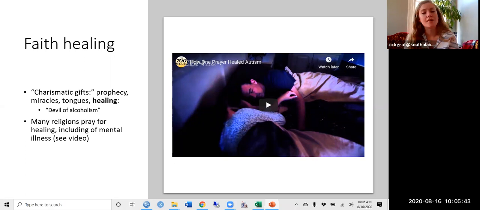So faith healers will often attempt to channel God's spirit to heal both physical and mental ailments, and they'll often refer to a mental or physical ailment as a devil. So they'll talk about banishing the devil of alcoholism, for instance, from someone's body. There's some material about that type of charismatic faith healing in the further reading at the end, and it's something that you can watch and talk about on the discussion board.